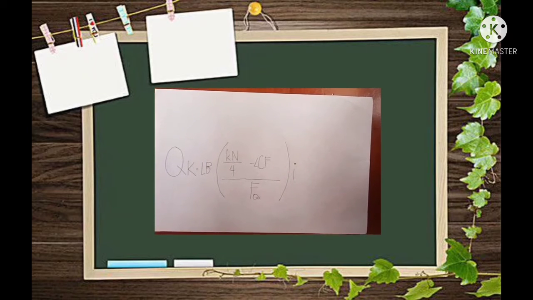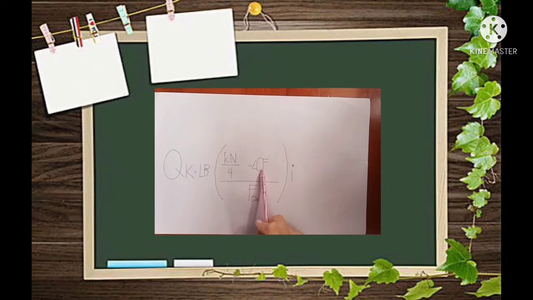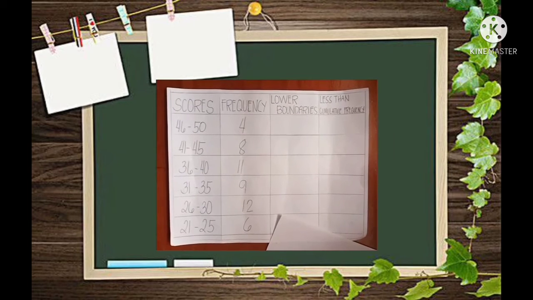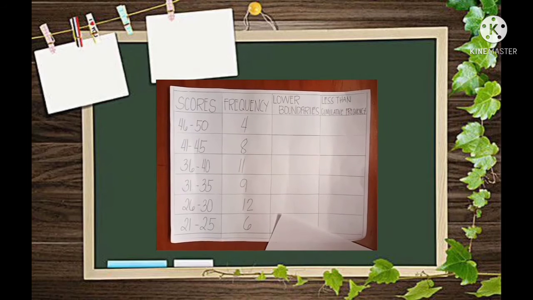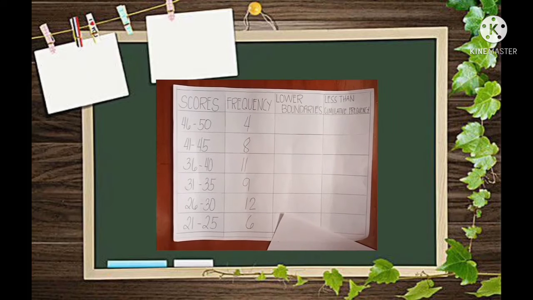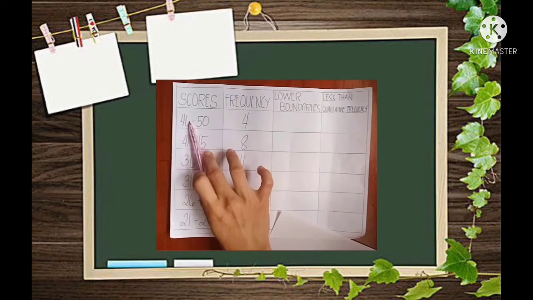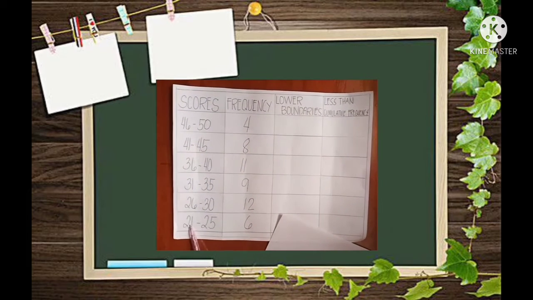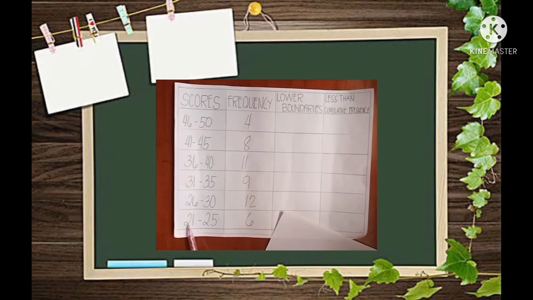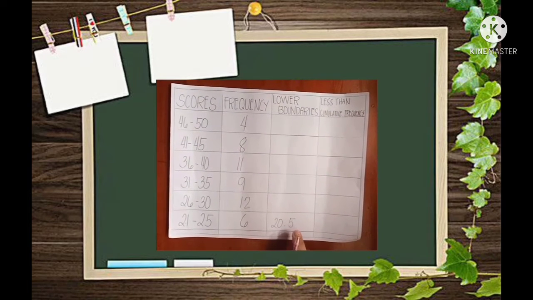Here is the formula used in finding quartile. Based on the formula, we need to find the lower boundary and the less than cumulative frequency. To solve for the lower boundary, subtract 0.5 from the smallest number per class interval. The lower limits are 21, 26, 31, 36, 41, 46. So let's subtract 0.5 from 21. 21 minus 0.5 is equal to 20.5.